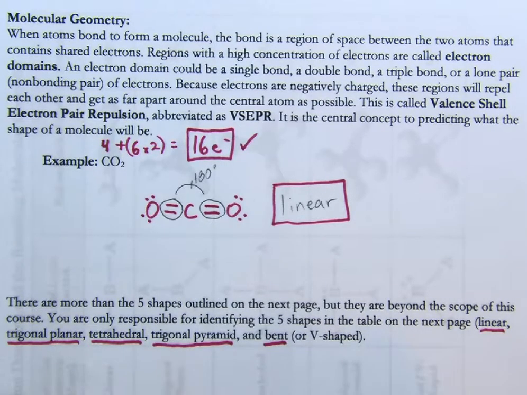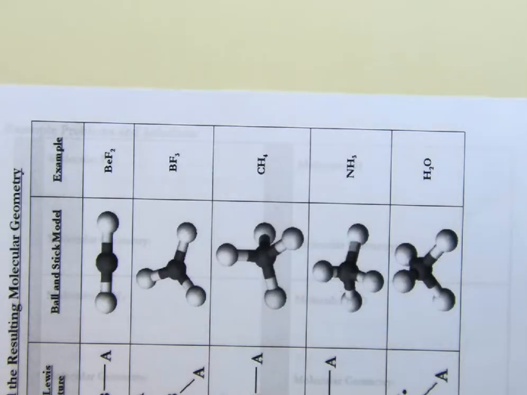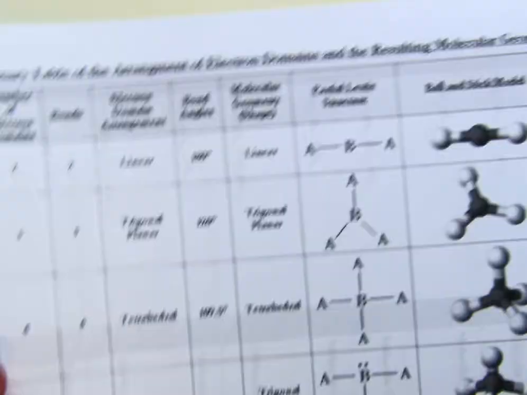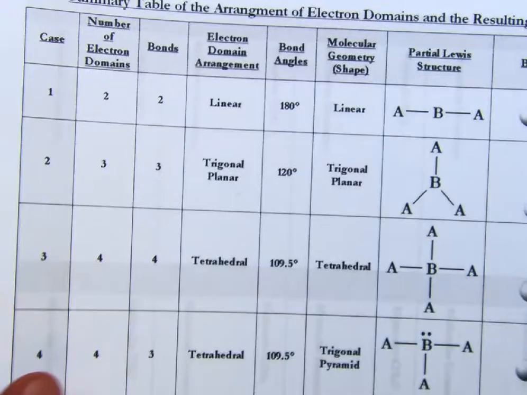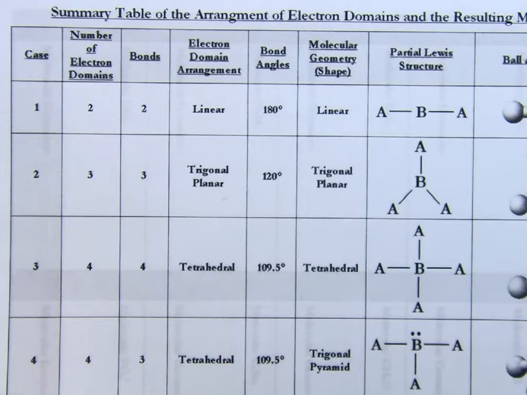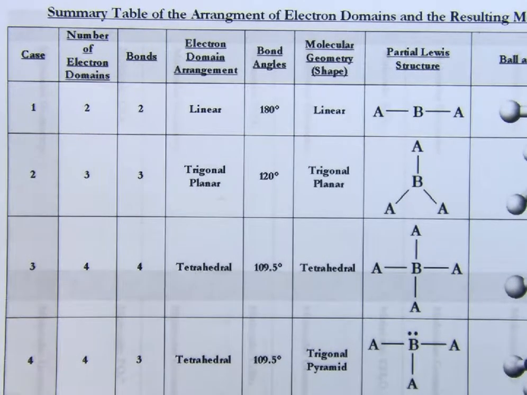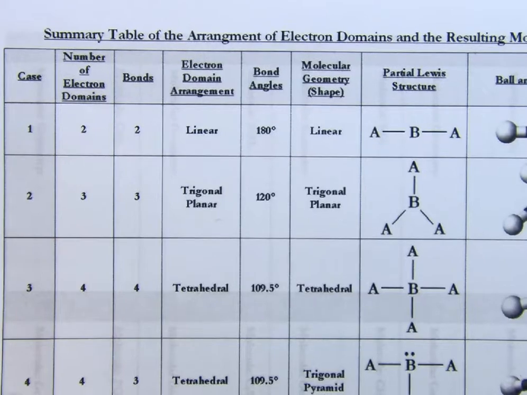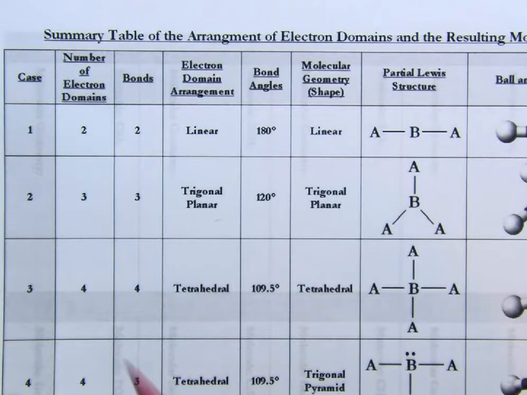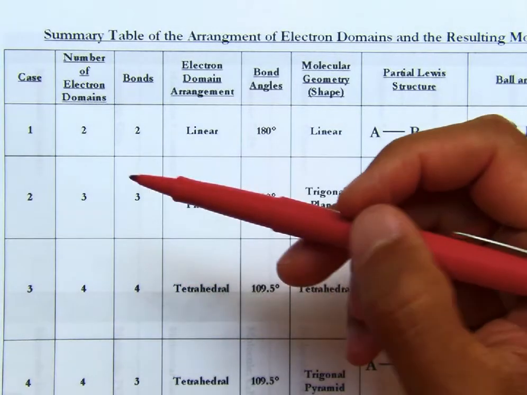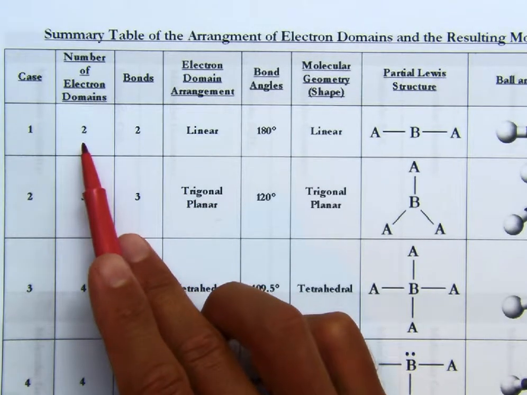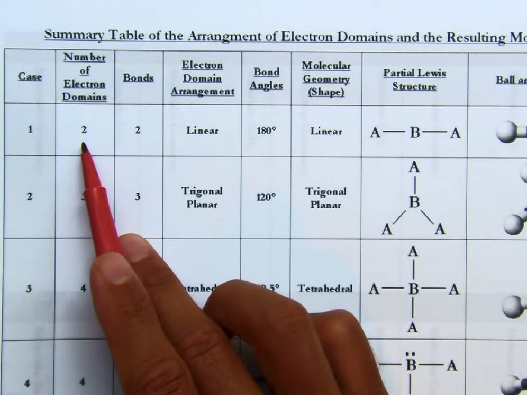Now, in terms of being able to predict the shape, it's all about how many domains are around the central atom, and how can those domains get as far apart as possible. So, this page, I'll probably just do it in sections. It has 5 cases. Each case is a shape. And it says number of domains. This is number of domains around the central atom. And then of those domains, how many of them are bonding.